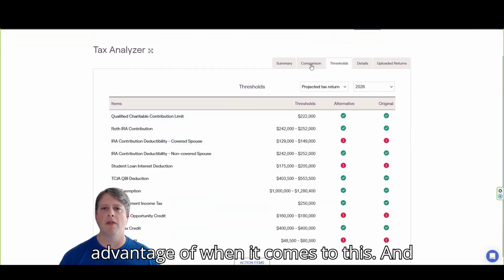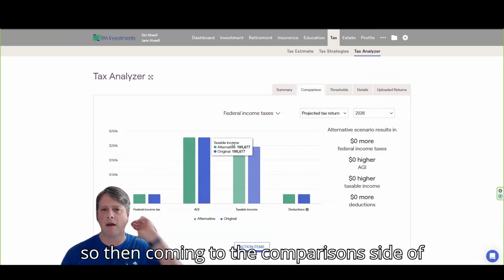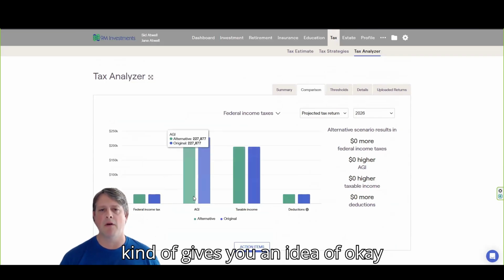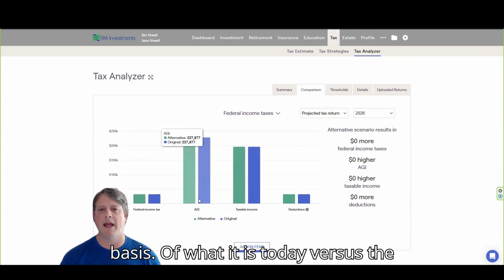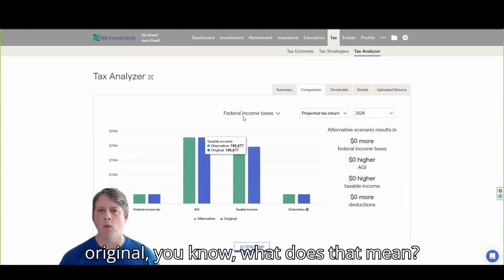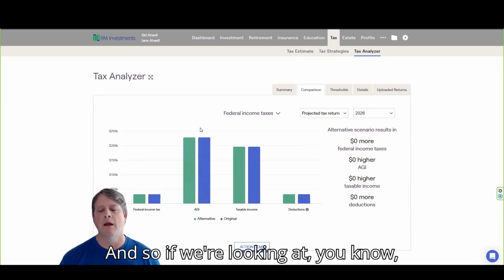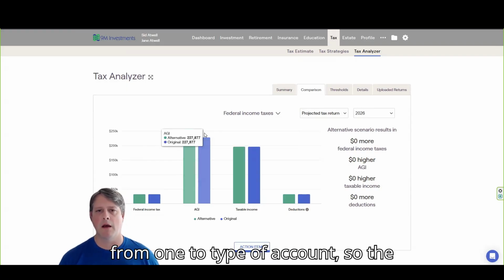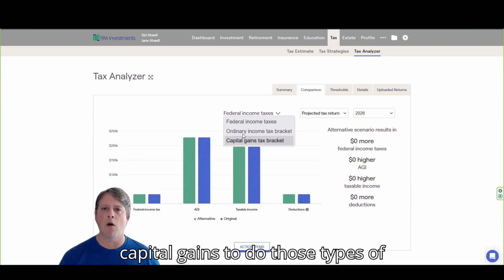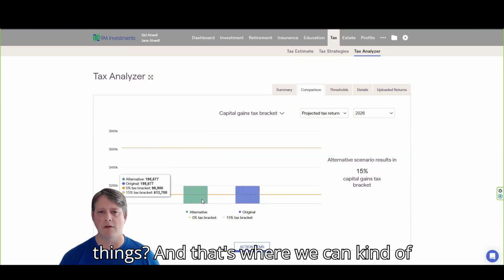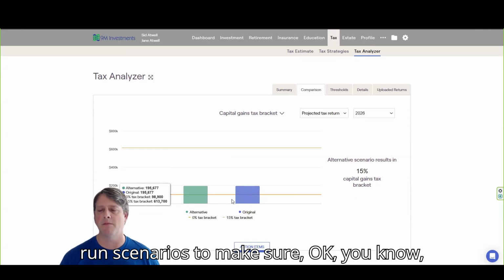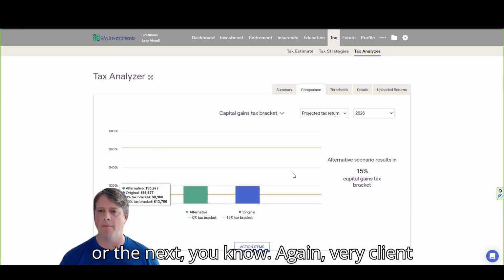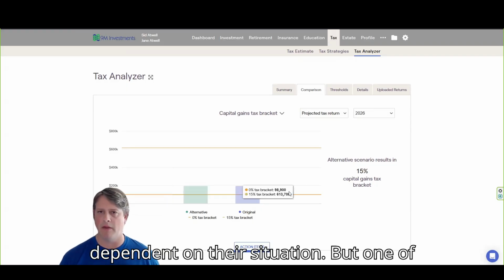And so then coming to the comparison side of things, again, if we're making changes, it kind of gives you an idea of, okay, the basis of what it is today versus the original, what does that mean? And so if we're looking at maybe adjusting some of the investments from one type of account to the other, are there taxes or capital gains to do those types of things? And that's where we can run scenarios to make sure, okay, we're staying within one bracket or the next. Again, very client dependent on their situation.